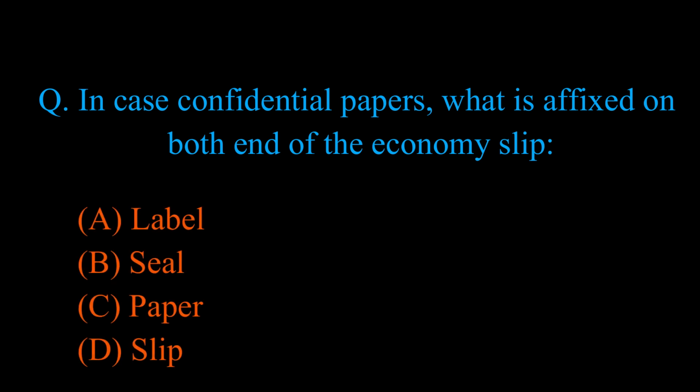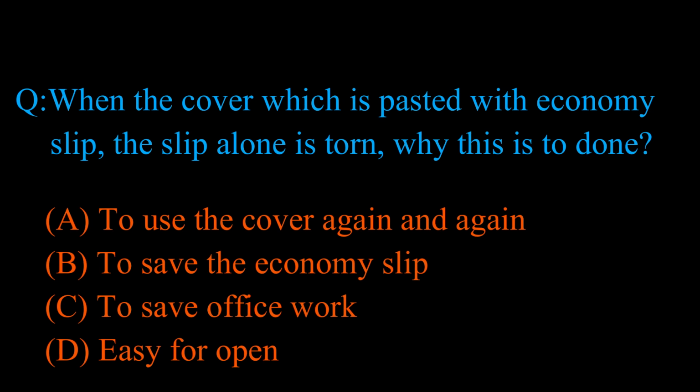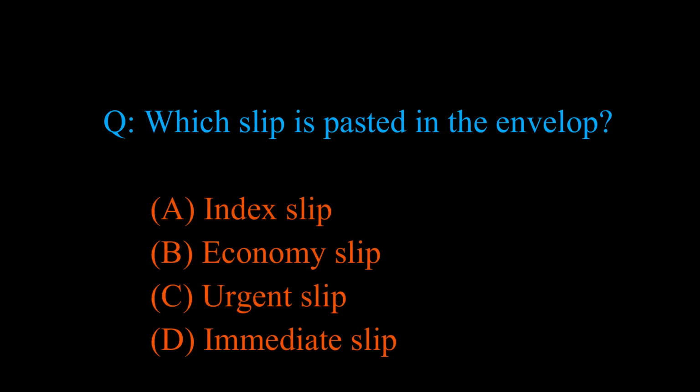In case of confidential papers, what is affixed on both ends of the economy slip? B. Seal. When the cover which is pasted with economy slip is reused, the slip alone is torn. Why is this done? A. To use the cover again and again. Which slip is pasted in the envelope? B. Economy slip.